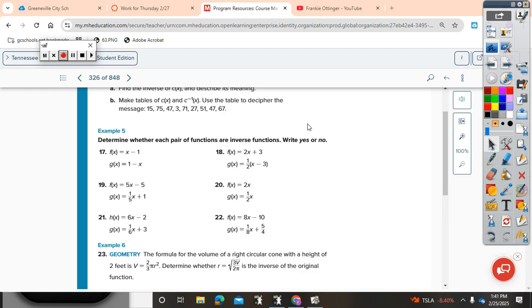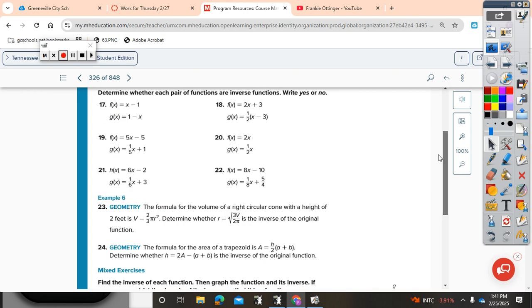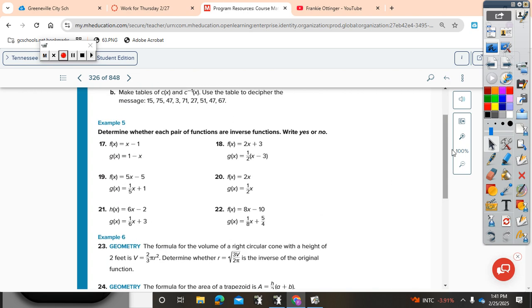Alright, so the last little section that you're going to do is 17 through 22, or some of those problems. Basically, they want us to determine if these equations are inverses. You can use a little bit of common sense, because we've got a yes or no answer, but we're going to have to prove it mathematically. There's 2 ways to do it. And again, we can use some common sense.